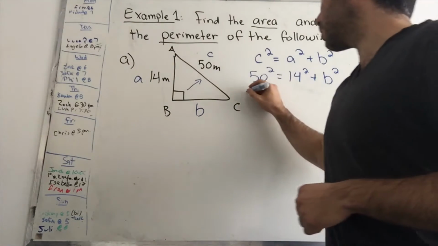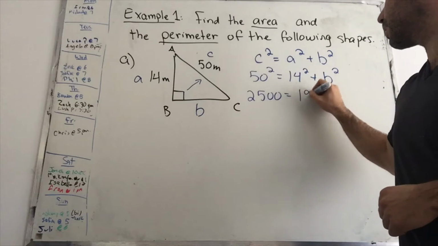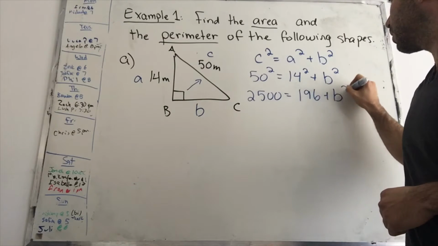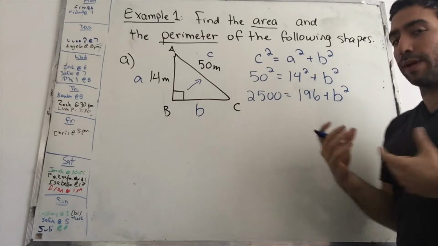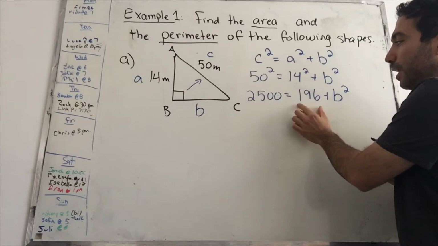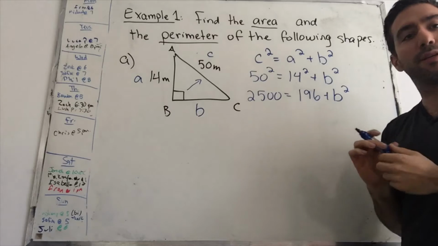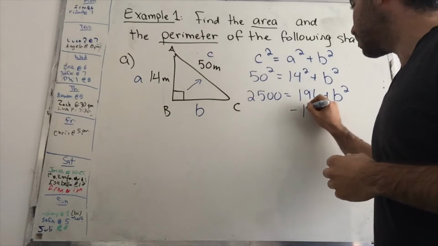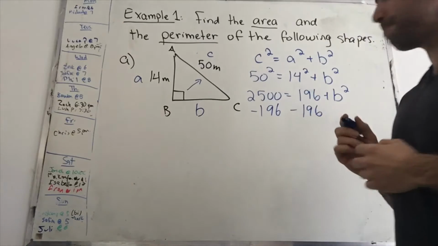So 50 squared is 2,500, 14 squared is 196, plus B squared. Remember, we're trying to isolate for B squared, so what do we have to do? We have to put our numbers on the same side and our variables on the opposite side. That means we have to bring the 196 over on this side because we're trying to isolate the B. How do we do that? It's being added, so we subtract, inverse operations. We subtract by 196 on both sides.